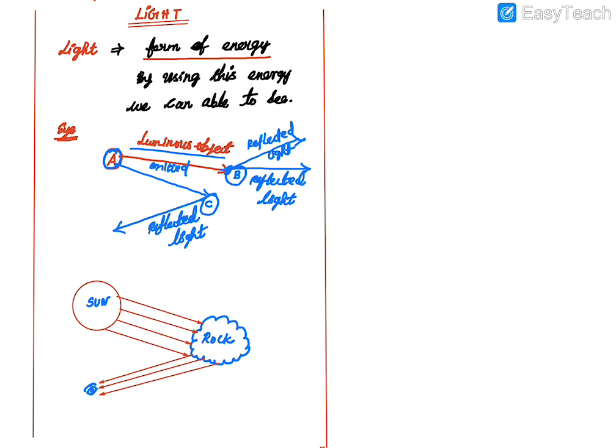Am I right? The sun is the source of light, which is called a luminous body. Once the source emits light, it will go and hit any object, and from that object it will get reflected. That reflected light only we can receive by using the organ, the eye. So this is called reflected light. By using that reflected light only, we are able to see things.